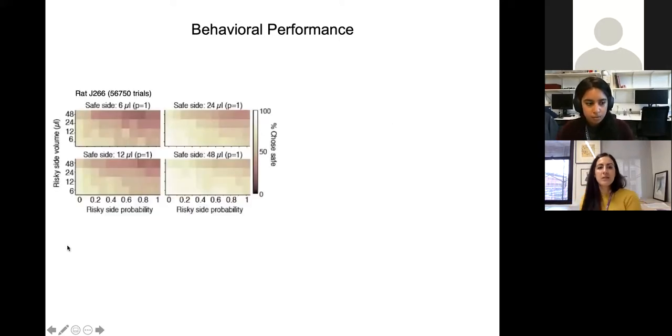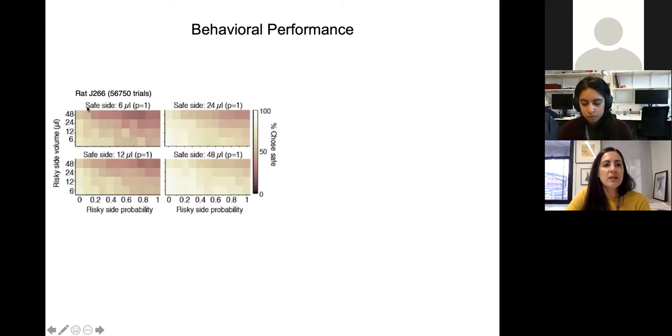Another way, once they've learned the task, that you can look at their data is by really exploring their preferences as a function of different trial types. So this is data for one rat, and this is a very rich data set, right? So it's kind of difficult to visualize everything. So one way to do it is to plot a separate choice matrix for each guaranteed or safe side volume.